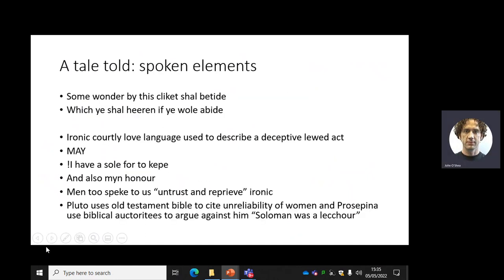So let's consider the telltale, the spoken elements. May is quite interesting, and it's worth looking at where May doesn't say very much in the whole tale, and where she really truly speaks is when she truly lies. She says, I have a soul to keep. How dare you say that I would do anything? She says, for mine own honour. So she lies very convincingly.